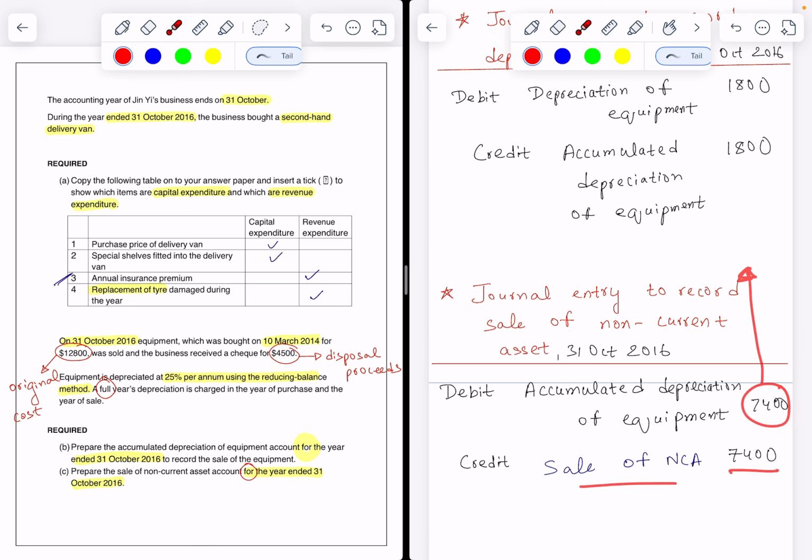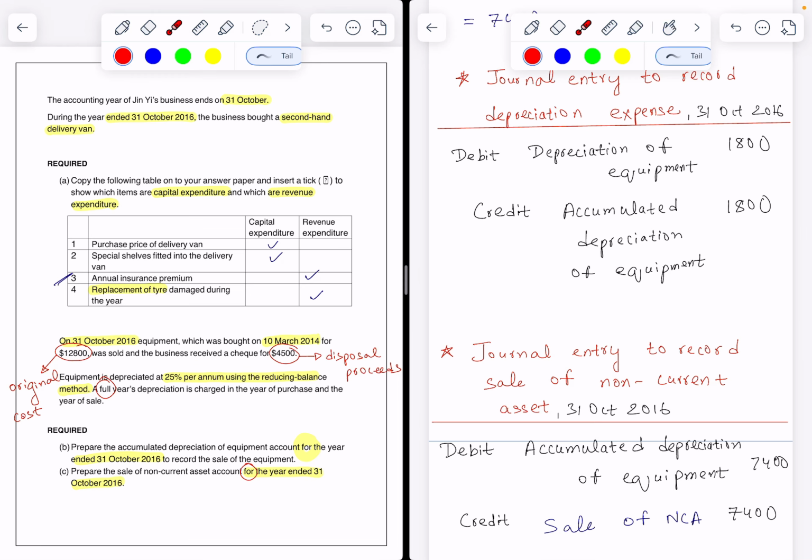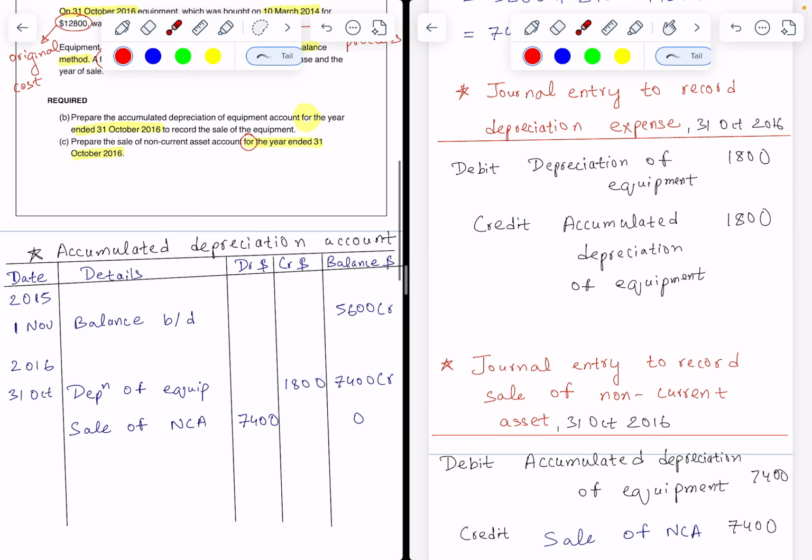Okay? So just to simply state everything that's going on here, first we want to record the depreciation expense that is specific to year 3, which we do by debiting the depreciation account and crediting the accumulated depreciation account. Then we want to remove the accumulated depreciation for the equipment which we have sold. So if we want to remove the accumulated depreciation, we debit it and then we credit the sale of non-current asset. Now, how does all this play out within the ledger account? So let's have a look.